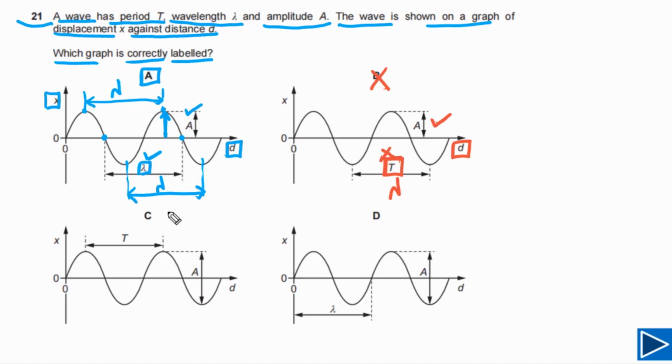If you look at option C, this is also not the correct option because this is labeled time period, but the x-axis is distance. So it can be lambda, but it cannot be time period. If this is time period, the x-axis has to be time. Now option D: in this case this one is correct, but the amplitude is wrong because amplitude is the maximum displacement from equilibrium. So this one is the amplitude, but this is 2 times the amplitude. So this option is wrong.